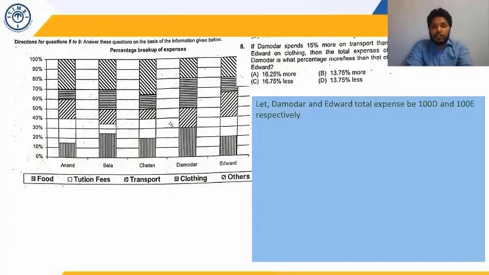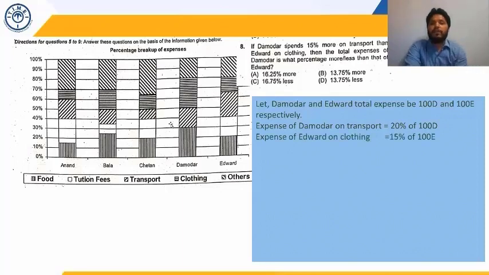So if Damodar's total expense is 100D, how much does Damodar spend on transport? Damodar spends 20% of his total expenses on transport. So the expense of Damodar on transport is going to be 20% of 100D. Okay, so now what is the expense of Edward on clothing? The expense of Edward on clothing is going to be 15% of his total expenses, which we have assumed to be 100E.